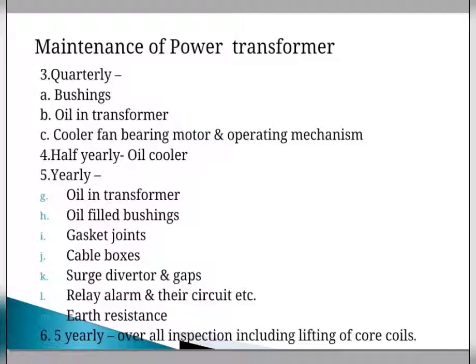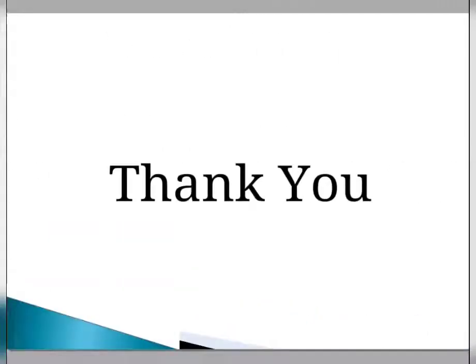Then we have to check the earth resistance. If the earth resistance is high, then we have to bring the earth resistance to a low value by taking proper action. Then a 5-yearly maintenance is carried out, that is, an overall inspection of the transformer, and we have to check for lifting of the core and coil. If lifting of the core and coil has taken place, then proper maintenance will be carried out on the transformer. Thank you friends, this is the maintenance of the power transformer.